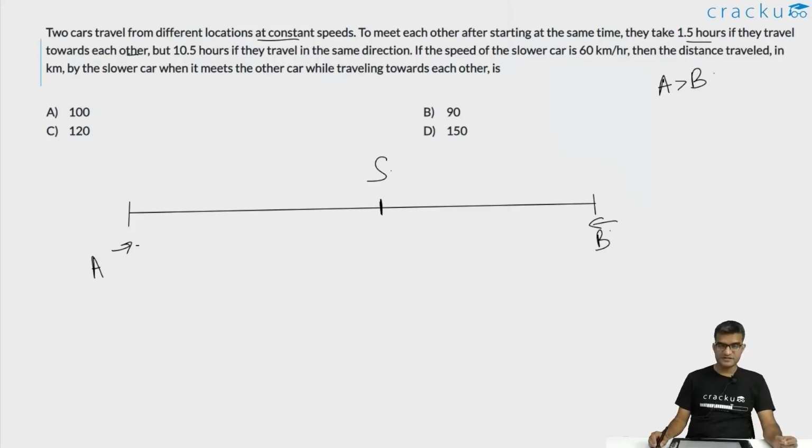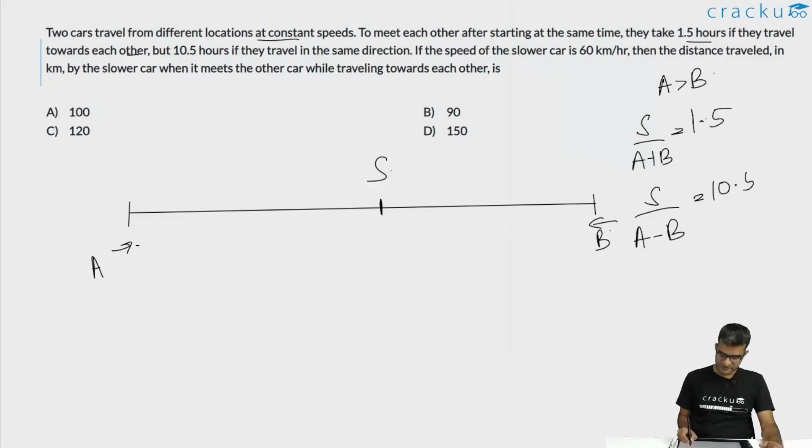When they're traveling towards each other, their relative speed is A plus B. So S divided by A plus B is equal to 1.5 hours. But if they're moving away from each other, the relative speed will be A minus B. So S divided by A minus B is equal to 10.5. Using this, we can calculate the ratio of A and B.